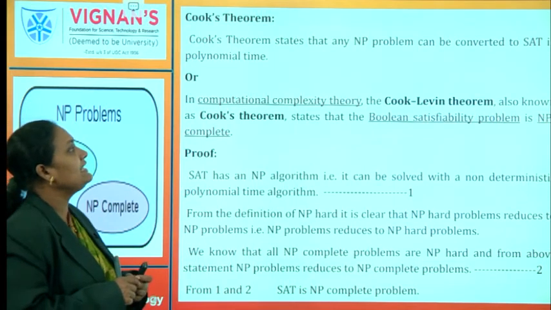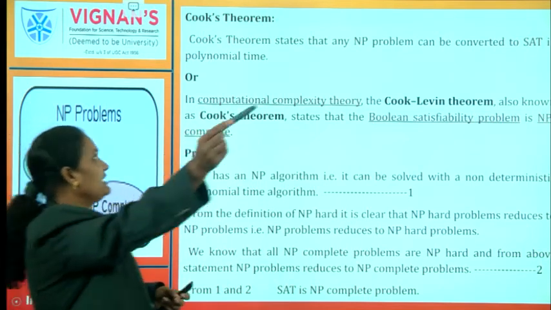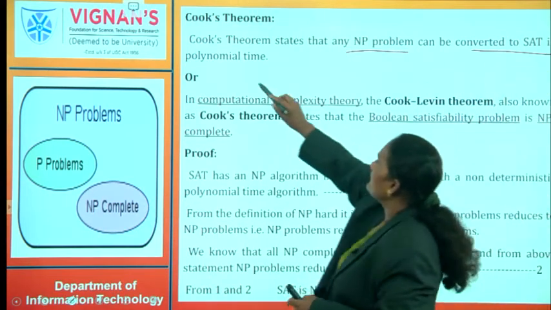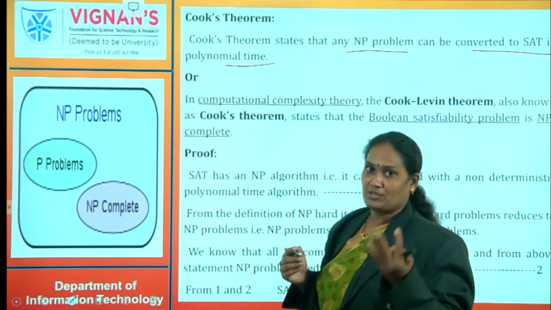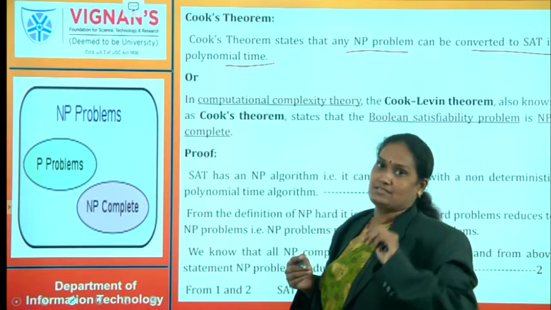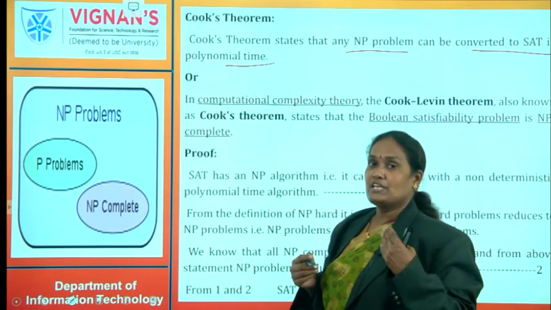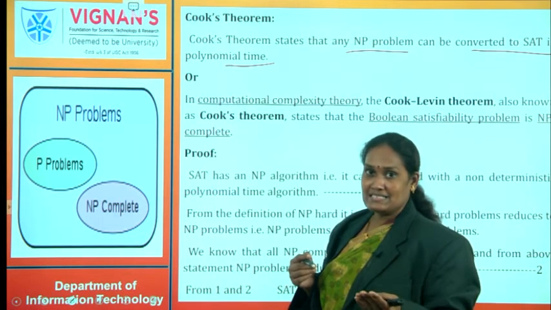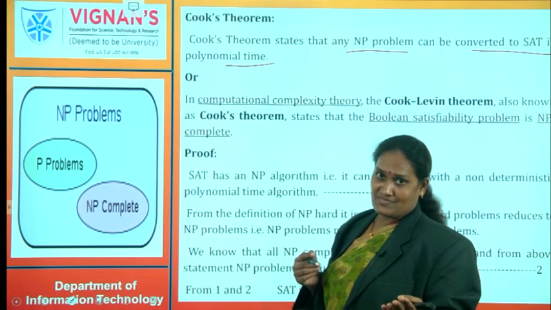Cook's theorem states that any NP problem can be converted to satisfiability in polynomial time. Whatever the NP problem may be, your satisfiability should become true. That is, it should give a true answer. We already saw the definition of satisfiability. We can say a formula is satisfiable for the given truth values of literals if it returns a true value.